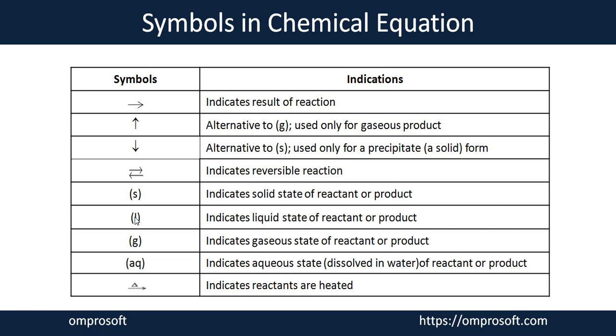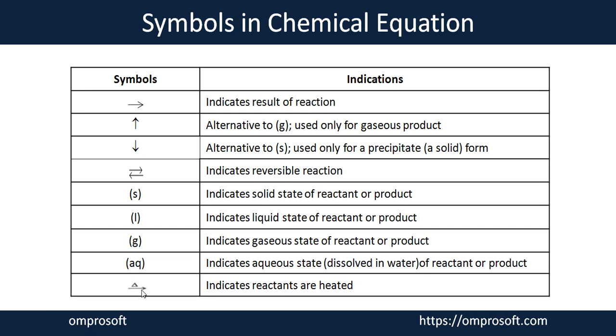And if you see a small l in the small bracket, it means that the reactant and the product are in liquid state. And if you see a small g in brackets as a subscript after any reactant and product, it shows the gaseous state of the reactant and the product. And aq represents the aqueous state of the reactant and the product. Aqueous state means dissolved in water.